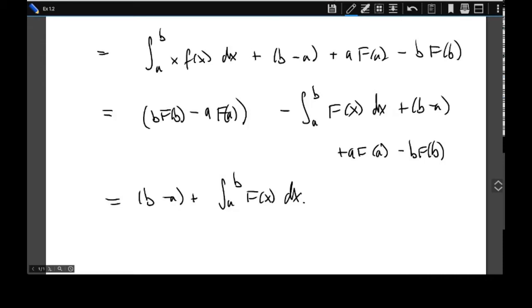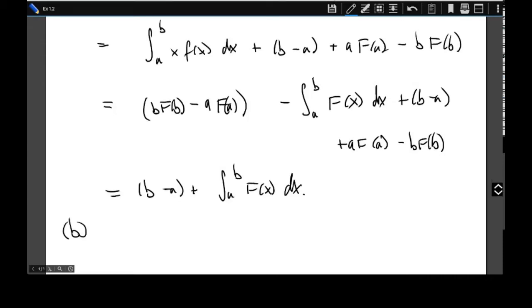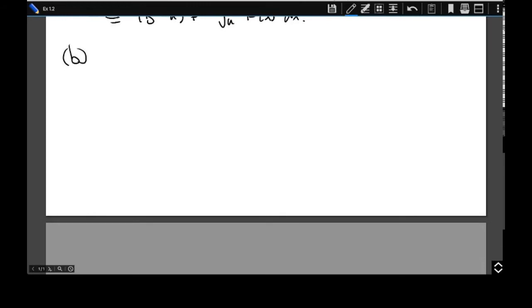Now for the second part of this question, we want to show that capital F and little f are fully determined by the values of these expectations of (X minus some constant), the positive part of that.